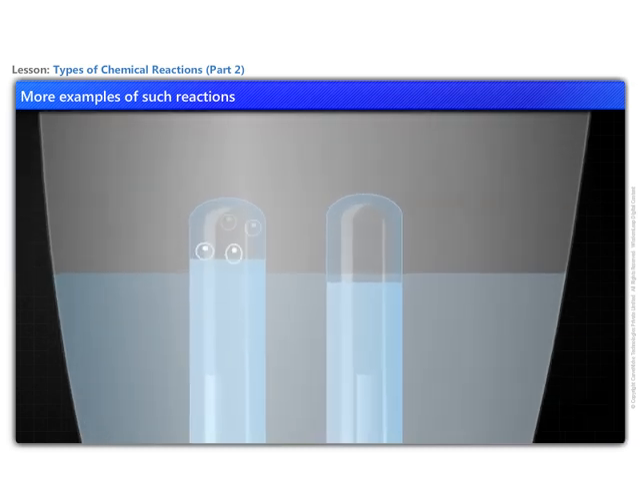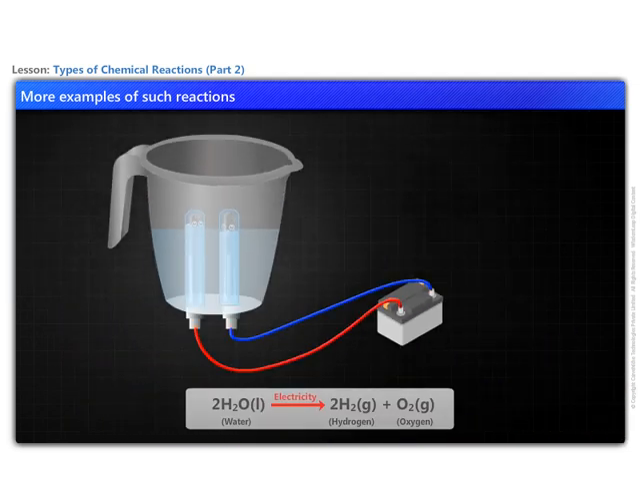You will observe the formation of bubbles at both the electrodes. These bubbles displace water in the test tubes. Gas is collected in the test tubes. This is electrolysis of water. The reactant water has decomposed into 2 substances, hydrogen and oxygen.